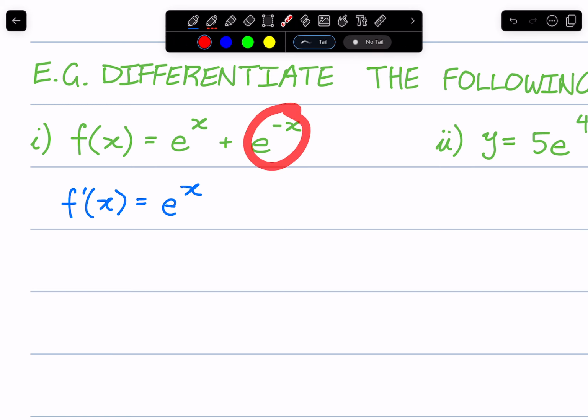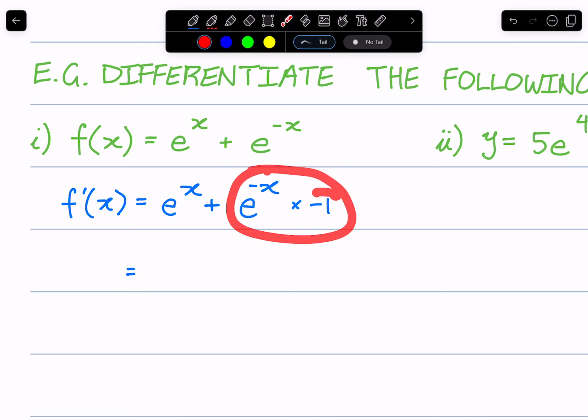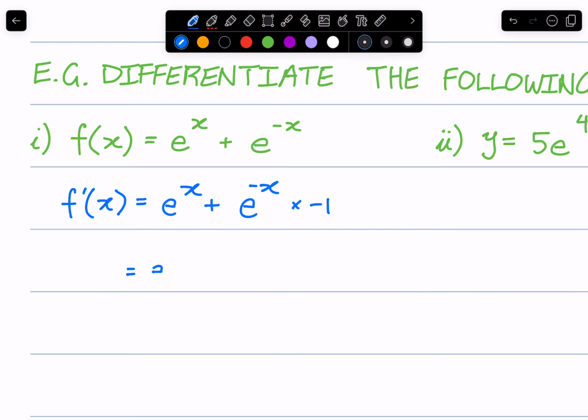And now let's do a minor problem of e to the x. Using the chain rule, the derivative of e to the x is itself. Now I need to multiply this by the derivative of the inside function. Well, the derivative of negative x is negative 1, so we multiply this by negative 1. So it becomes e to the x minus e to the minus x. So the derivative of this is as shown.